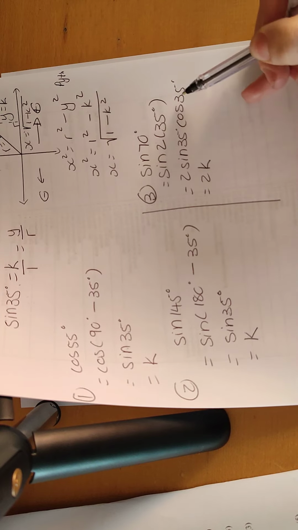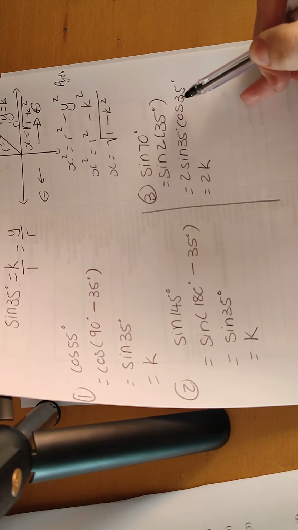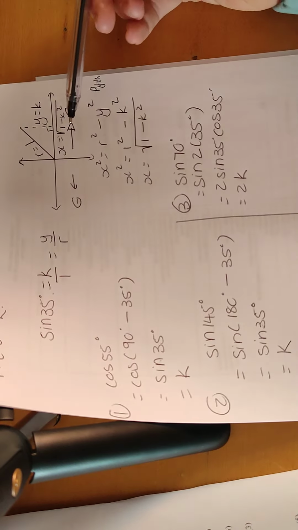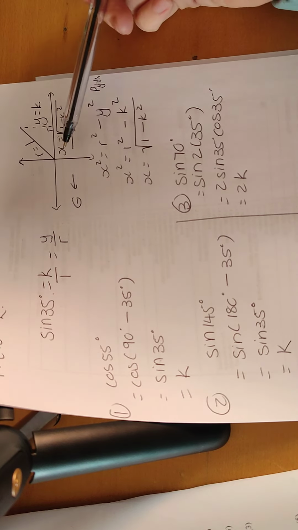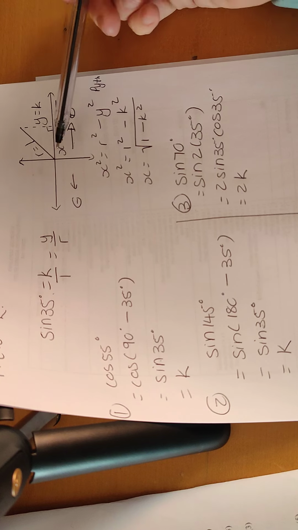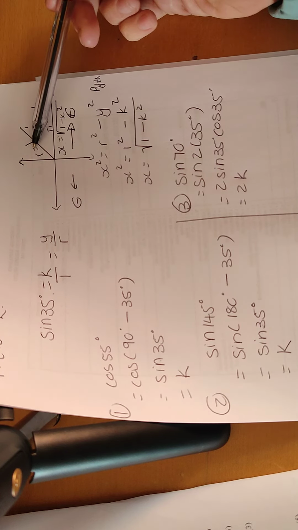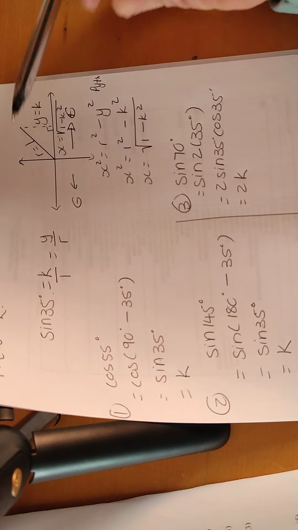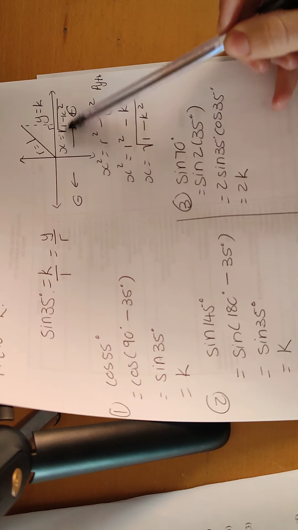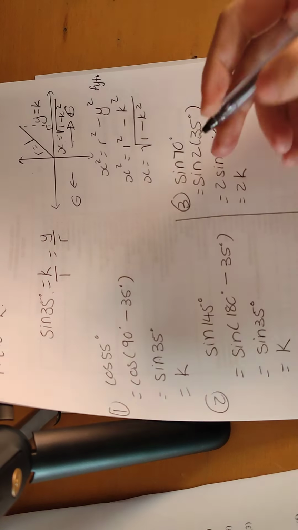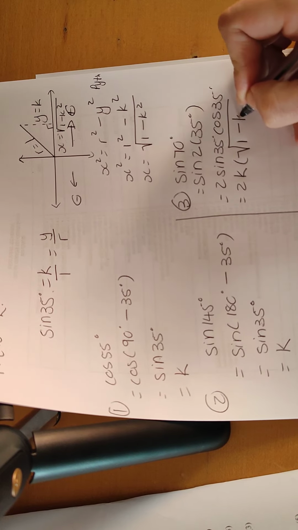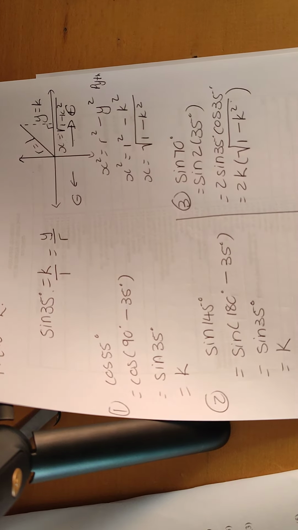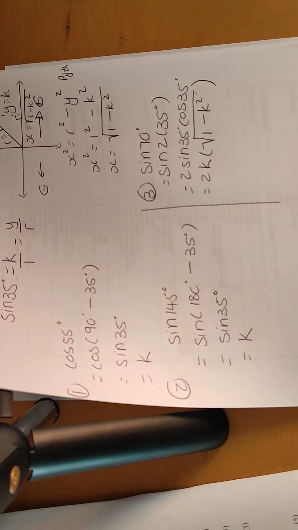Now, cosine 35 degrees, you do not have a value for yet. And that is why you needed to draw the Cartesian plane. So when we go to the Cartesian plane, remember cosine is x over r. It's over 1, so I'm not even going to add the r there. So this is technically just your x value here. So times the square root of 1 minus k squared. And there's your answer. Okay.